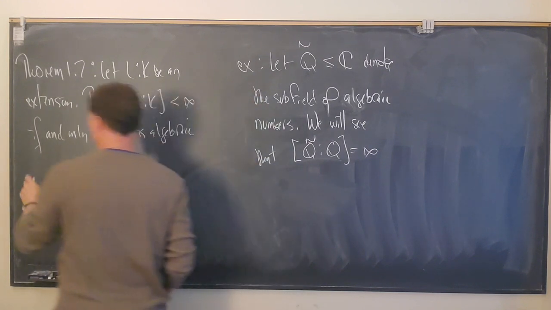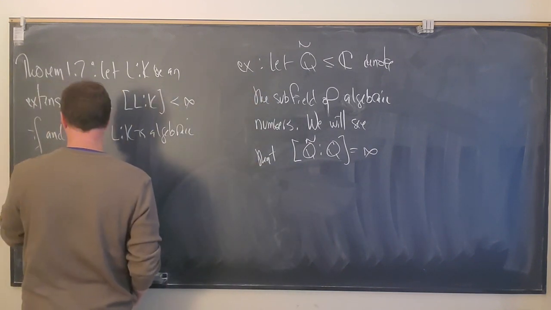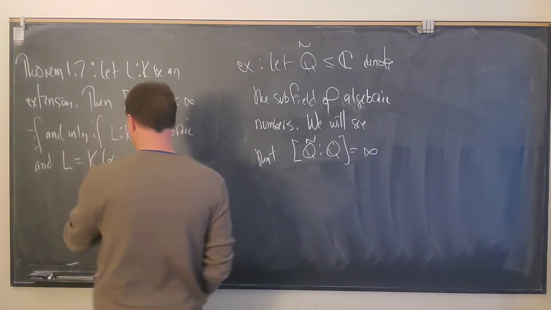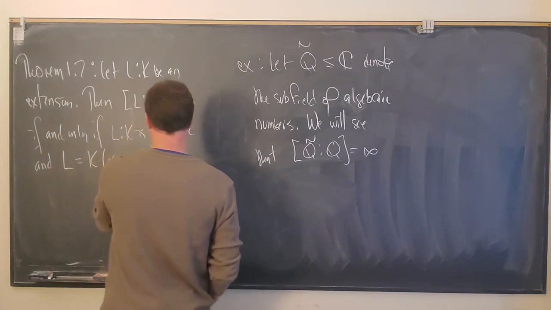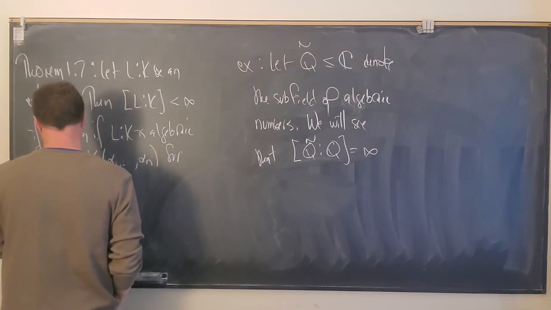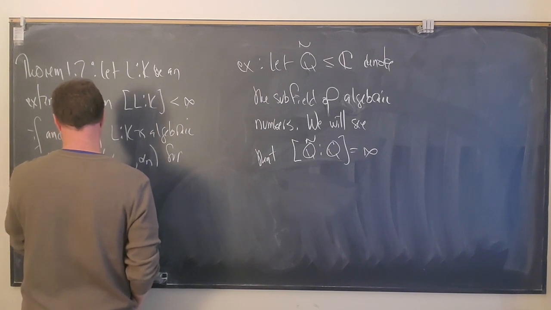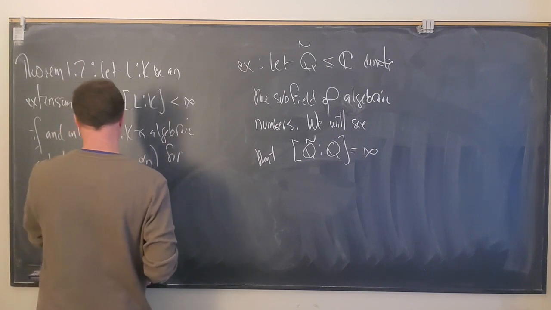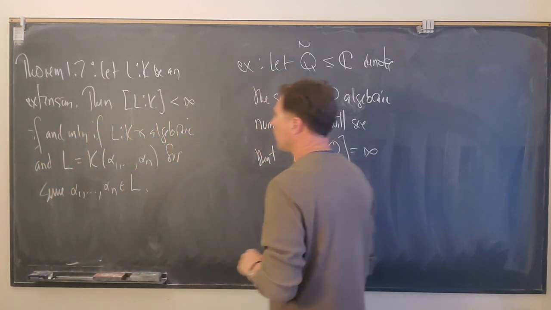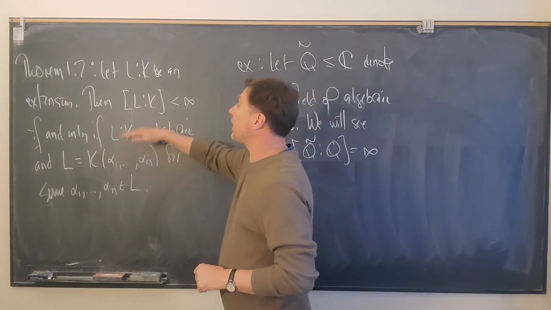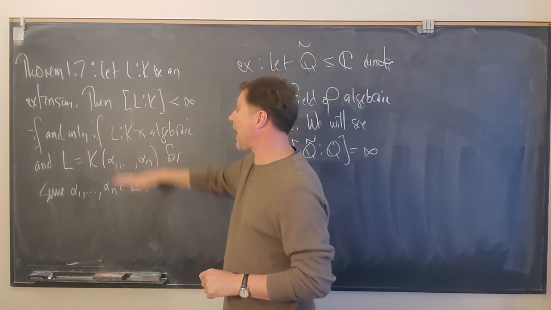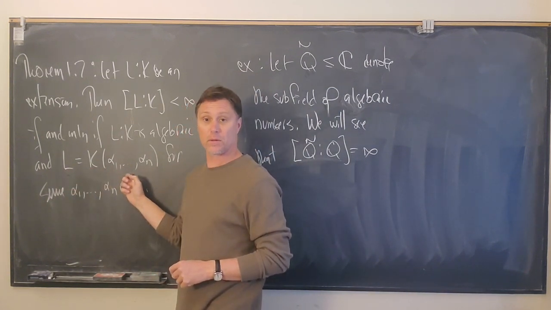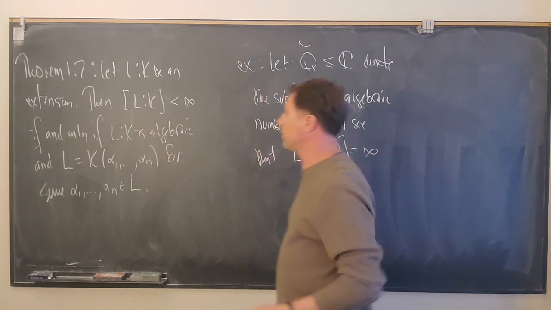and L is equal to K adjoin alpha 1 up through alpha n for some alpha 1 through alpha n in capital L. So being algebraic is not enough to give you a finite extension. You need this added condition that L can be expressed as K adjoin some finite collection of elements. If you have these two together, then you know that it's finite.